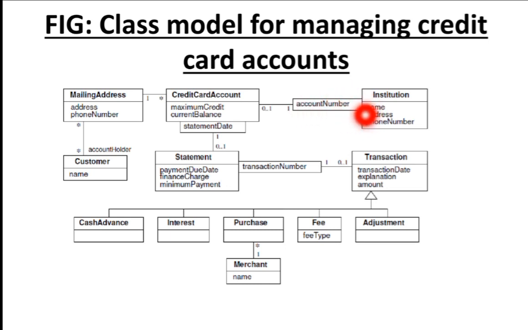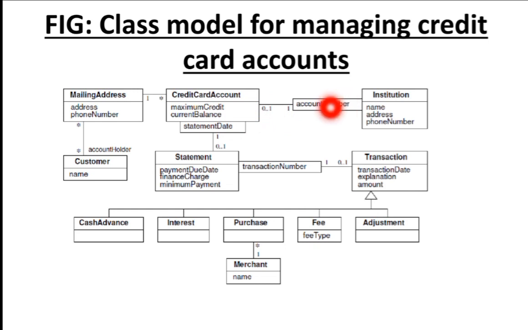Here you can see this is the qualifier. Account number is the qualifier here. If you remove the qualifier account number, what happens? Many institutions will have many credit card numbers, but if I introduce account number, one account number will have one credit card account. Hope you are getting it. So this is nothing but a qualified association.